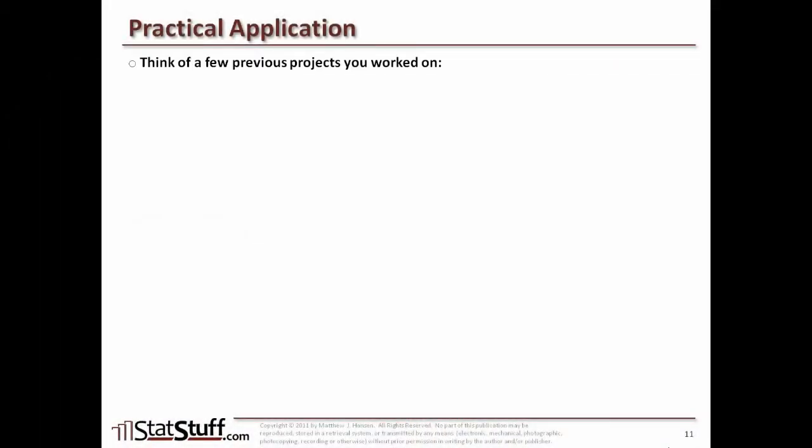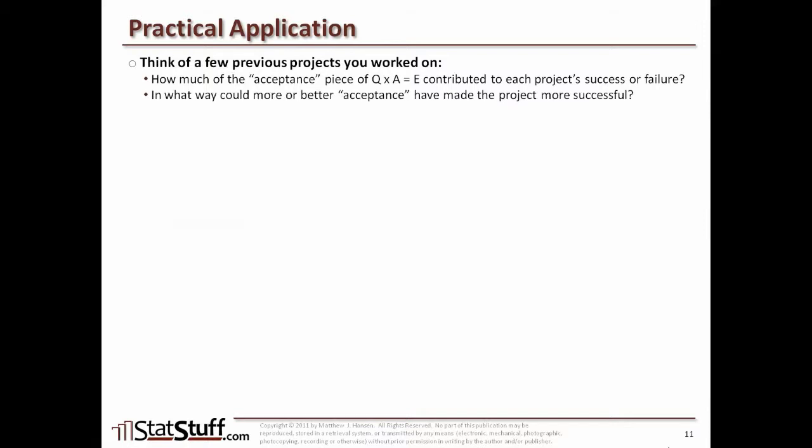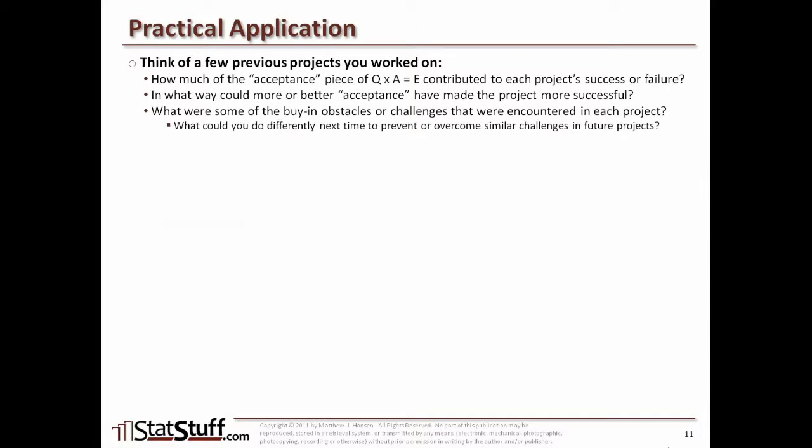All right, before we close this lesson, let's discuss how we can apply some of these concepts in a practical way. I'd like you to think of a few projects you might have worked on in the past in your organization and ask yourself how much of the acceptance piece of the Q times A equals E has contributed to the success or failure of each of those projects. And in what way could more or maybe better acceptance have made each of those projects more successful? And what were some of the buy-in obstacles or challenges that you might have encountered in each project? And what could you do differently next time in order to prevent or maybe even overcome similar challenges in future projects? Well, that wraps up this lesson.